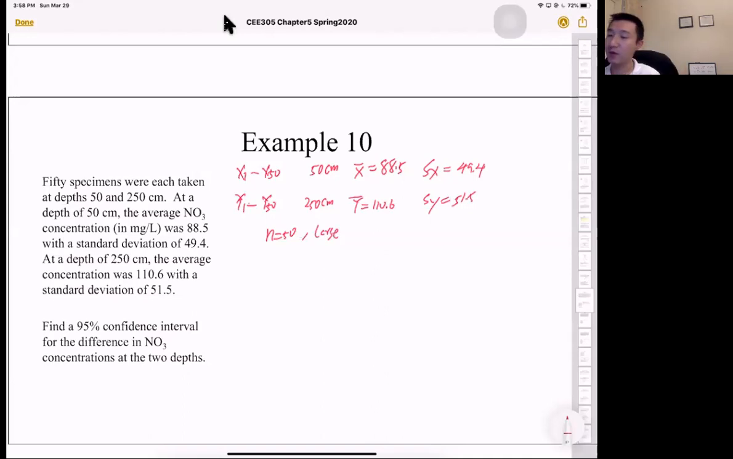So the difference in the mean values, mu y minus mu x, based on the equation from the previous slides, is equal to the sample mean of y minus the sample mean of x, plus minus, for a 95% confidence interval, the z half alpha from the z table, which is 1.96, times the square root of sx squared, 49.4 squared divided by the sample size 50, plus sy squared, 51.5 squared over 50. So the answer is 22.1.